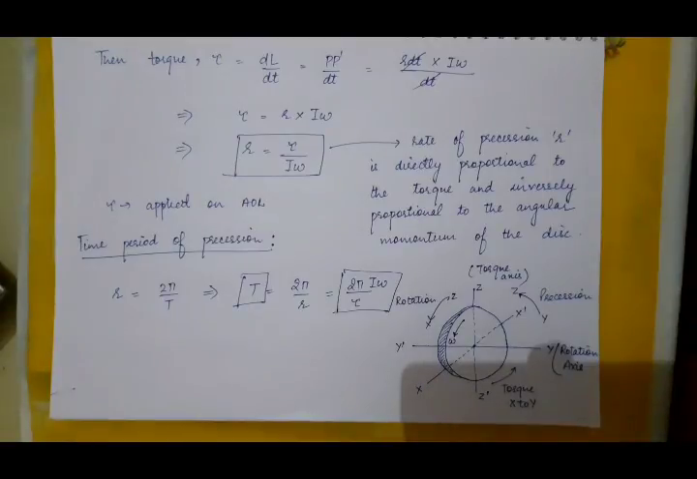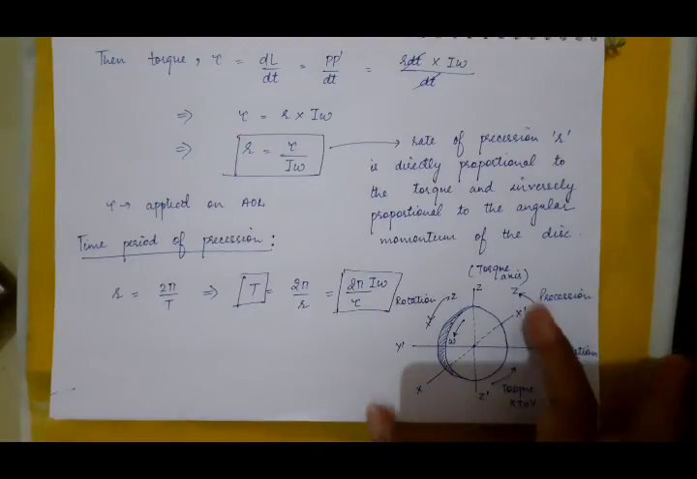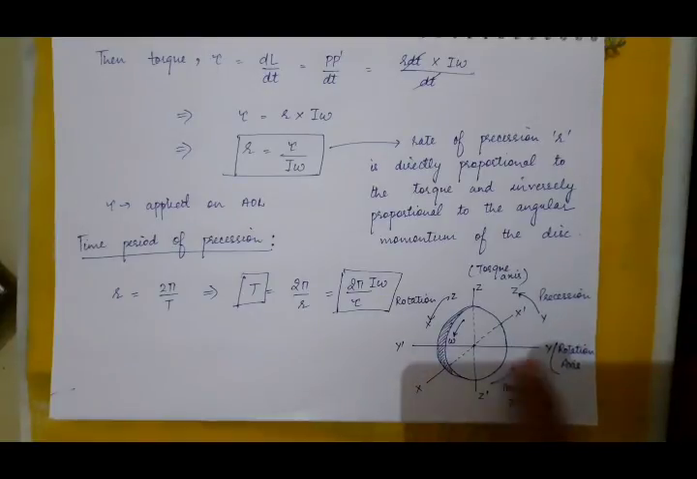And then to change the direction of this axis of rotation, what will you do? You will apply torque. In which direction? In a direction perpendicular to this axis of rotation, in this way. You will apply torque in this way, and because of that torque, the direction of this axis will change from this to this. It means this y dash will change to x dash.